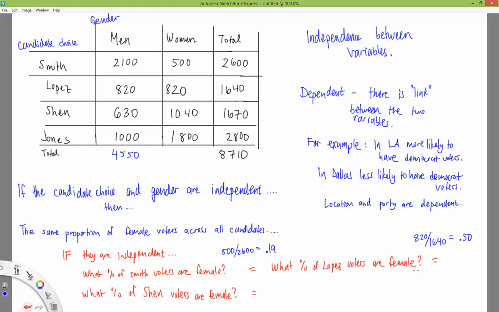We don't know exactly why or how. We don't know what these people campaigned on. Maybe Smith was like, we want women to stay in the kitchen or something, and so maybe a lot of men voted for that and the women didn't. We don't know what happened. Maybe Lopez said something else, but we see that these answers are different, so we would say gender and candidate choice are dependent. Is that okay?